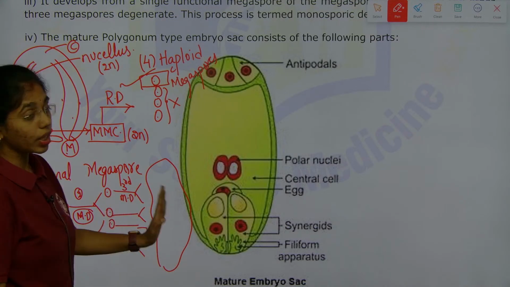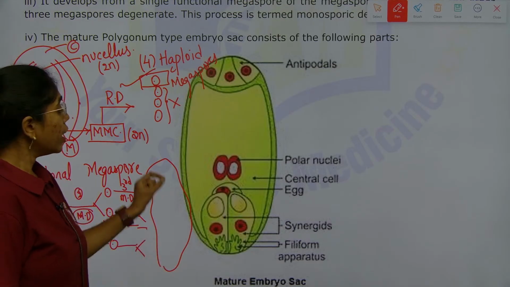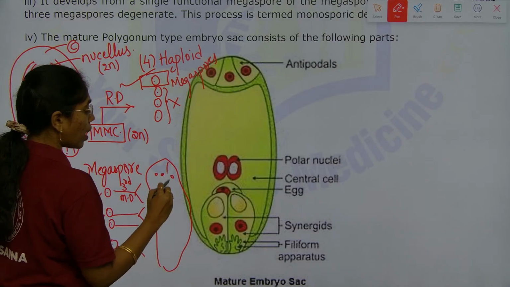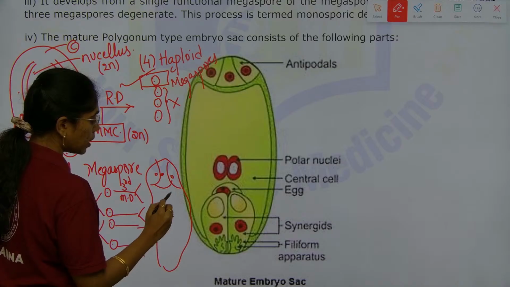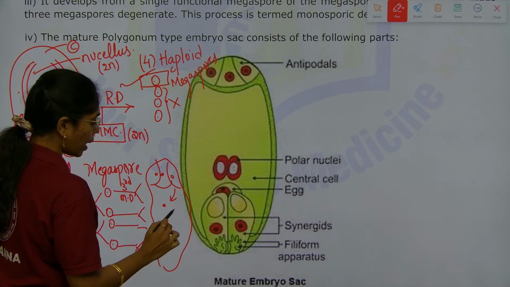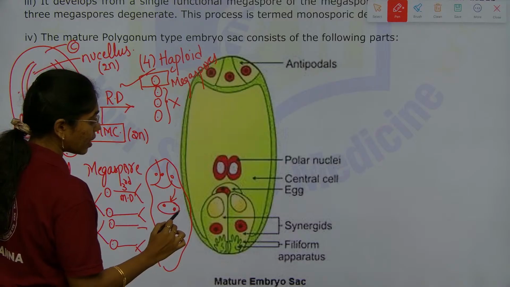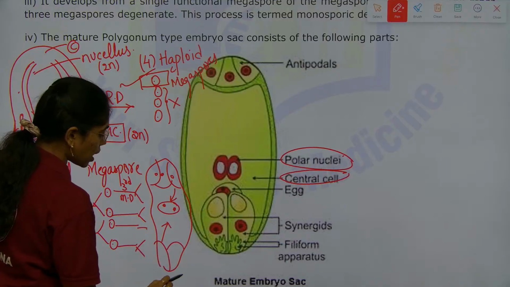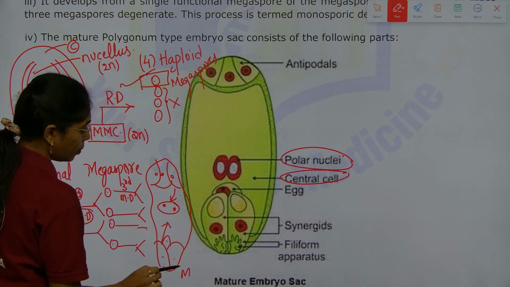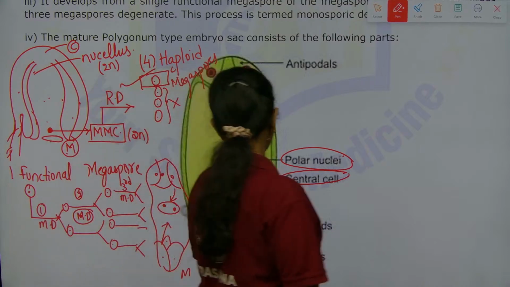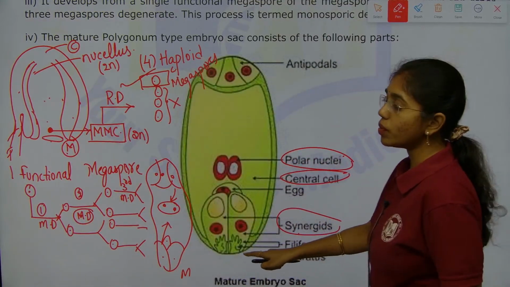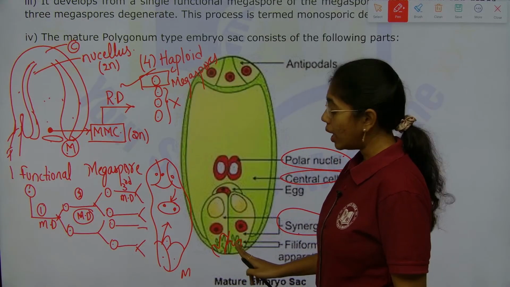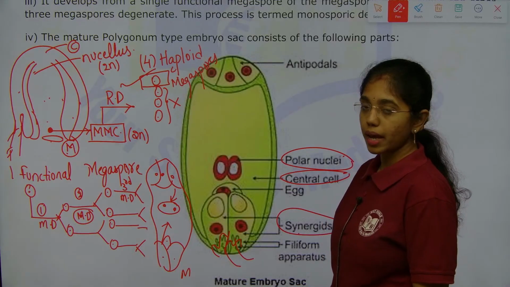So here, after 3 sequential mitotic divisions only, you can see cytokinesis formation, of which 1 cell from the chalazal end will come to the center and 1 cell from the micropylar end will come to the center, forming a central cell or polar nuclei. And 3 cells which are at the micropylar end will form the egg apparatus, of which 2 will be synergids. Synergids will have filiform apparatus. This filiform apparatus will help in guiding the pollen tube towards the embryo sac.